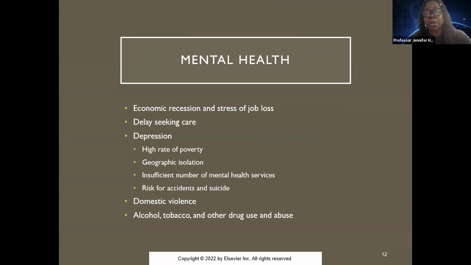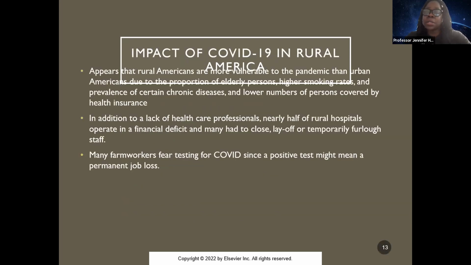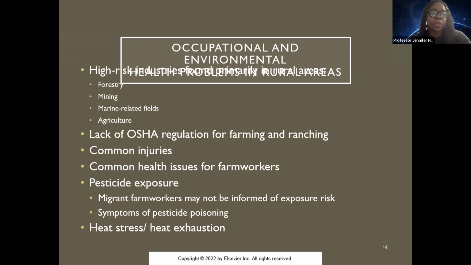And then you have to look at the mental health aspect as well. Often health services are lacking for mental health in rural residents. They have a delay in seeking care because of the need for specialists to practice that. Unfortunately, domestic violence tends to plague them, and more so alcohol, tobacco, and drug abuse tends to be a concern as well. And then the impact of COVID-19 in rural America really hit them pretty hard as well. Not having healthcare professionals out there in rural hospitals, and the number of rural hospitals to begin with, to access care during COVID was an issue for them as well.